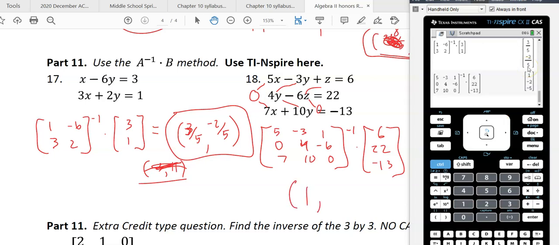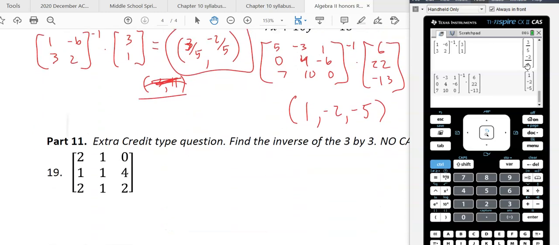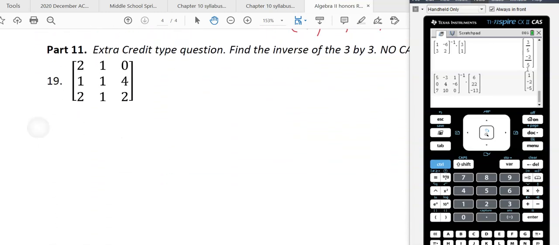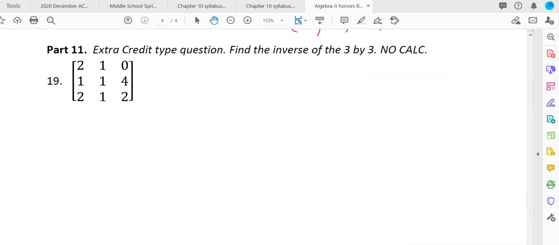And so I get 1 times negative 2 times negative 5. Let's just make sure that works. So 5 plus 6 is 11, minus 5 is 6. That works. So I'm pretty sure about that. So this is the last one. Just as a hand, just good practice for you. Again, there's going to be a 10-point extra credit problem on the test.